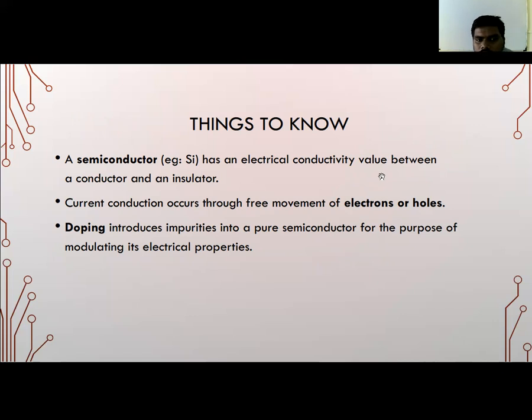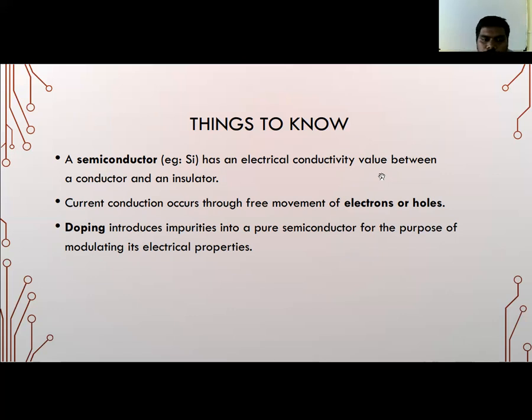The current conduction occurs through the free movement of electrons and holes. If there are free electrons and holes, then only will the current flow through the semiconductors. But as we know, silicon has a small number of electrons and holes. So what we are going to do is introduce some impurities in that semiconductor, so that its electron and hole concentration increases.